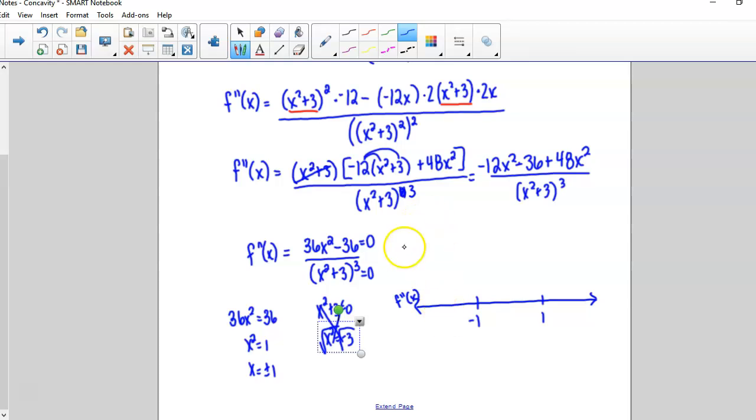And if you think of what you're doing here, you've got the 36x squared minus 36. You've got the x squared plus 3 to the third.